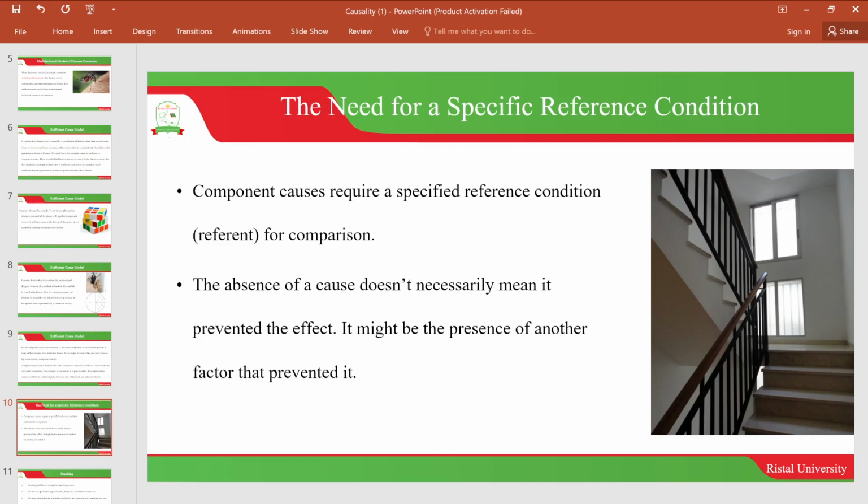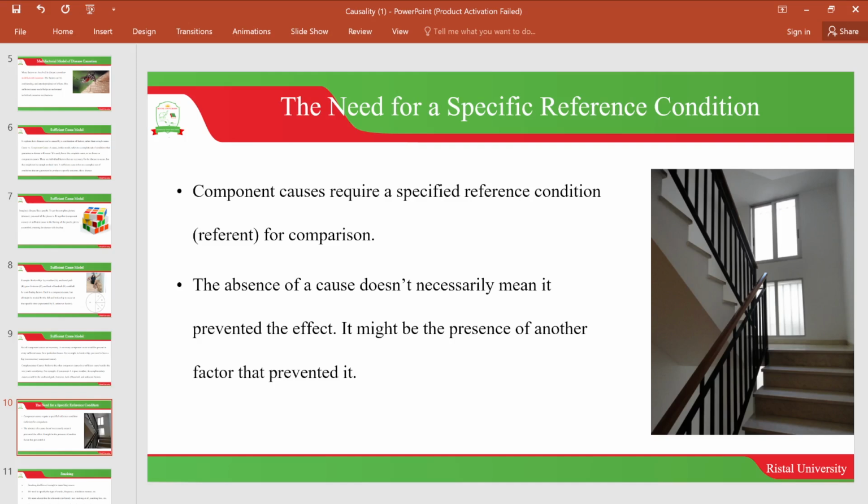Okay, so another understanding that you really need to know is the need for what we call a reference condition. Sometimes you can call it a referent for comparison. If you're saying that the person fell because there is no rail that perhaps they could have used to support themselves, having the rail alone may not be sufficient to explain the occurrence of the fracture because of the fall. The rail could be there, but could be short. It could be there and not strong enough to really support the person.